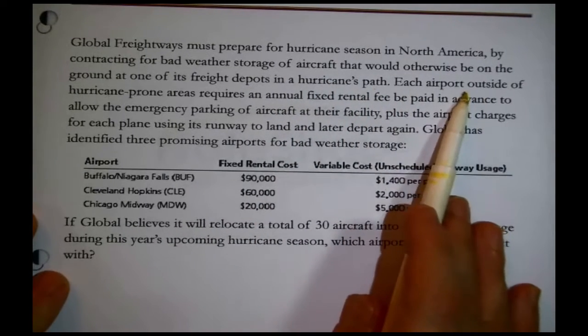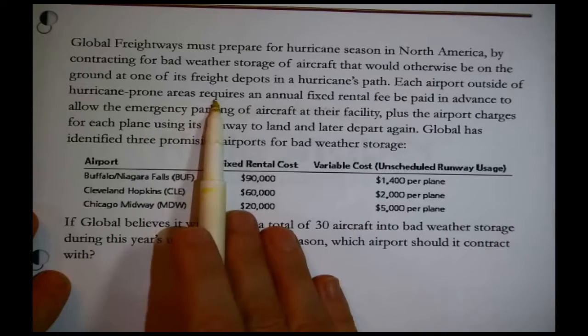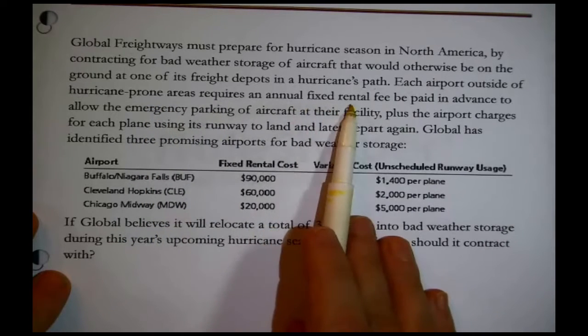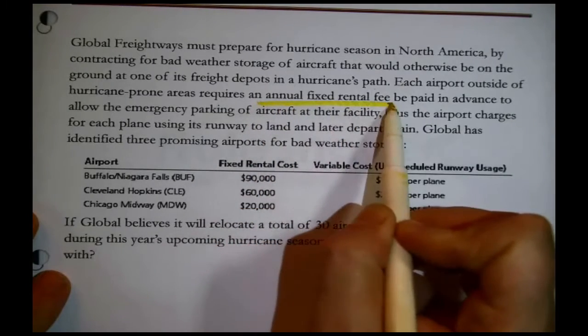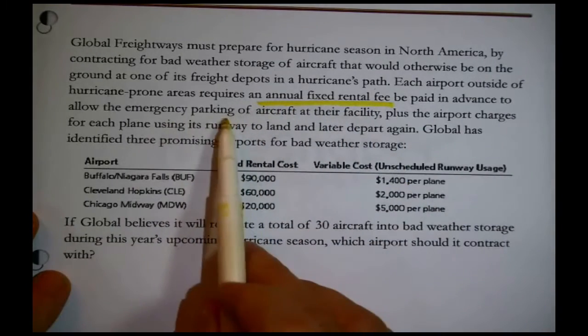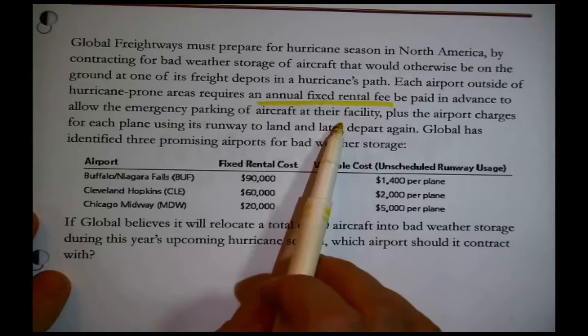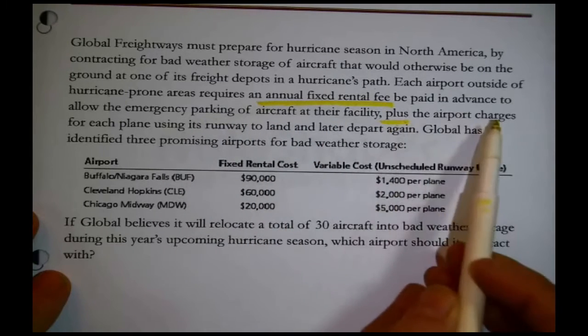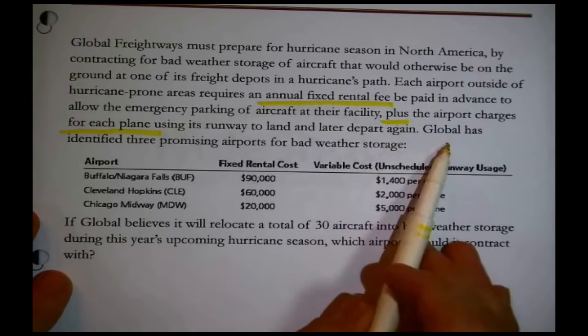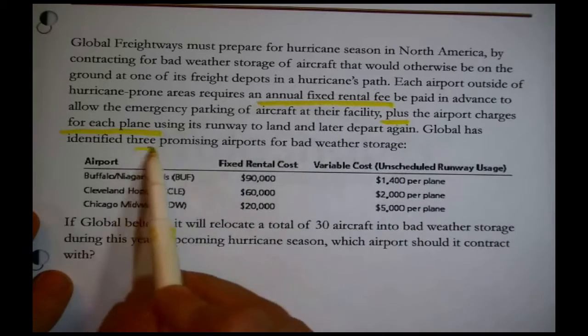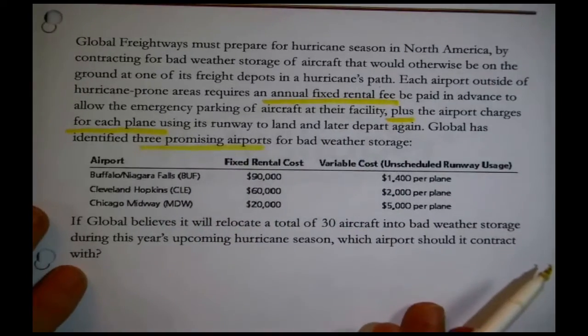Each airport outside of hurricane-prone areas requires an annual fixed rental fee be paid in advance. Okay, interesting. Fixed rental fee to allow emergency parking of aircraft at their facility, plus the airport charges for each plane using its runway to land and depart again. Global has identified 3 promising airports for bad weather storage.